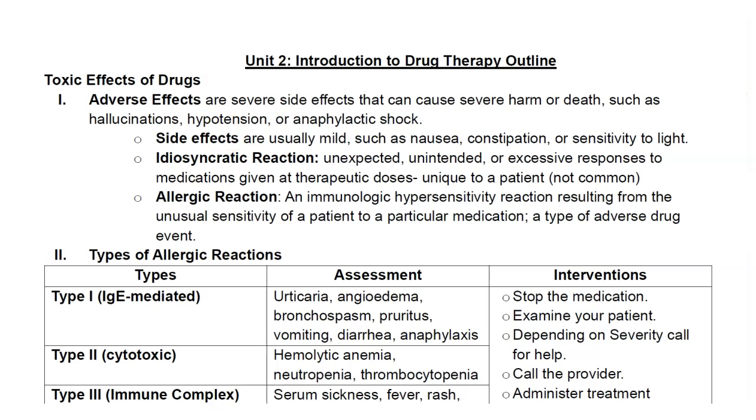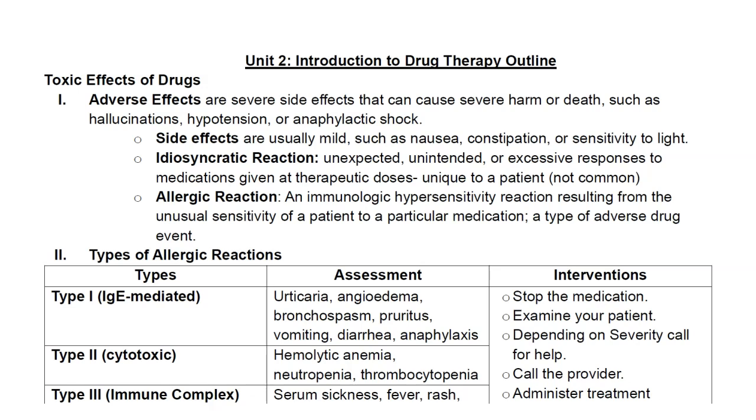So, toxic effects of drugs. You will hear often that we're going to be talking about adverse effects whenever we're talking about medications. Adverse effects are severe side effects that can cause severe harm or death, such as hallucinations, hypotension, or anaphylactic shock. So basically, adverse effects are negative, severe effects of medications. Sometimes it is used interchangeably with side effects, especially when you're reading some of your medication study guides or medication handbooks.